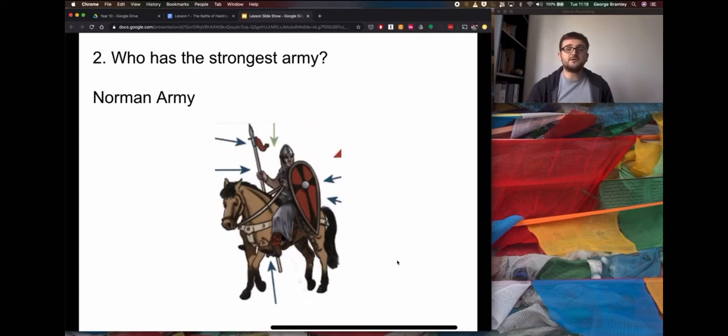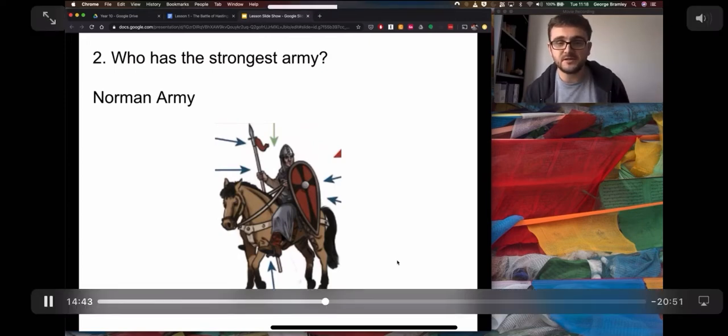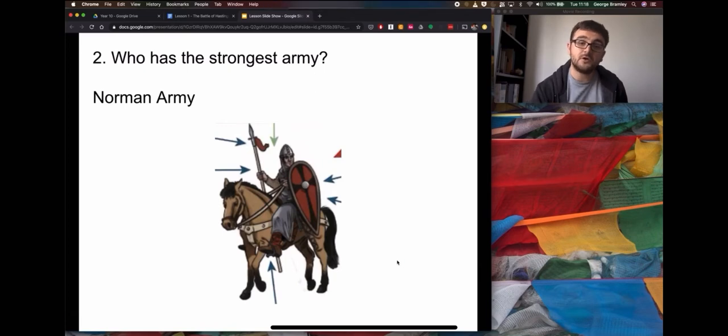The cavalrymen also had years of training, so they were very experienced and they knew how to fight on horseback. They were also riding specially bred horses. Now these horses were very, very strong. They were also very, very quick and would make it really easy for the Norman soldiers to chase men running away from them. Now his full army weren't only cavalrymen. He also had with him crossbowmen, who could fire crossbows over quite a long distance.